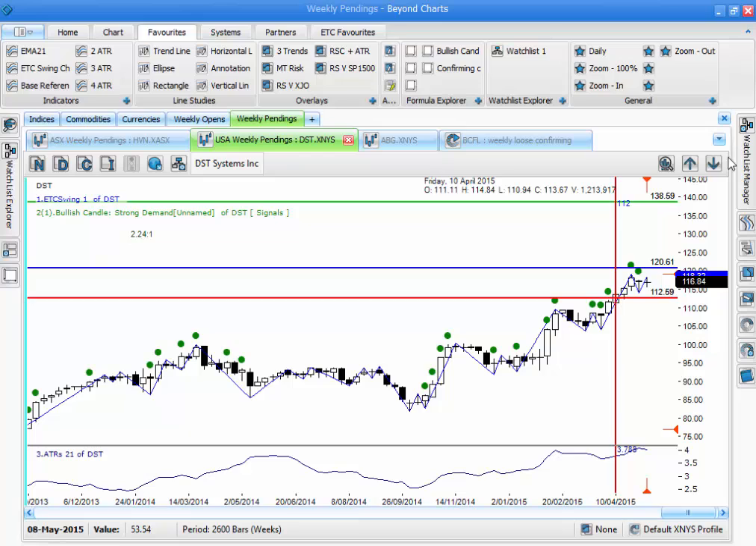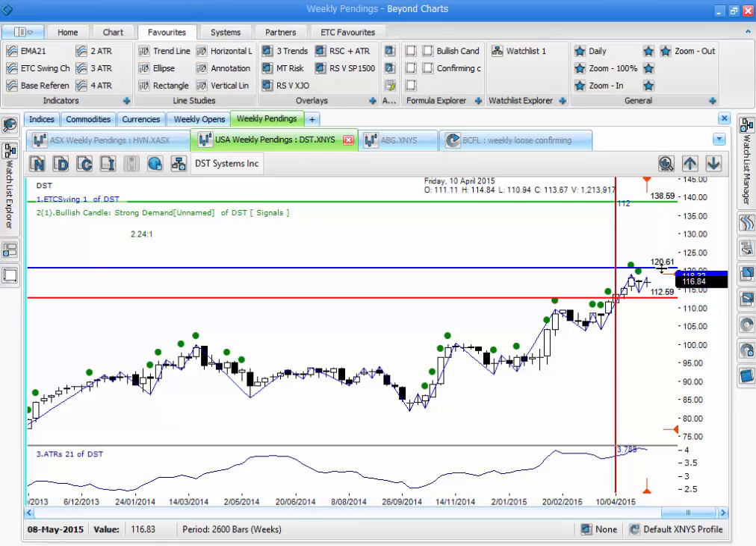DST, another opportunity here. The previous week having a bullish candle, which we should have picked up on last week. I didn't see it in the scans, but the other element of this one, why it wasn't included last week, was obviously just the proximity to 120.